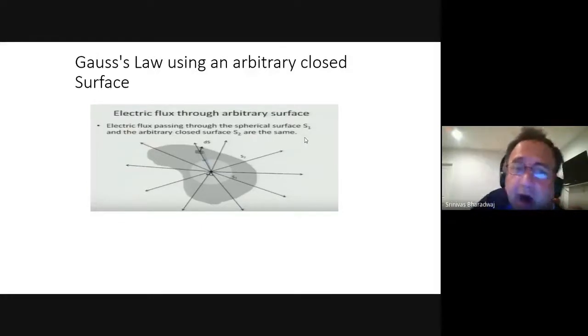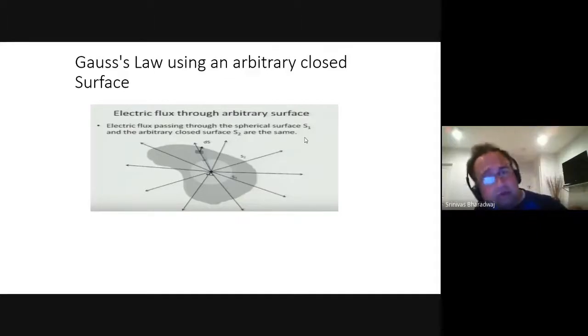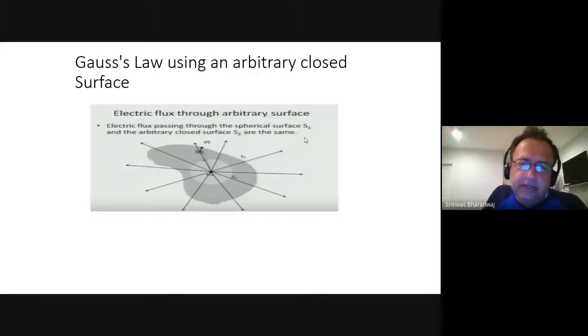Electric flux through an arbitrary surface, basically an arbitrary closed surface. Also Gauss's law works, and the basic point here is if you look at the enclosed charge by that closed surface, q by epsilon naught will give you the flux through the surface.